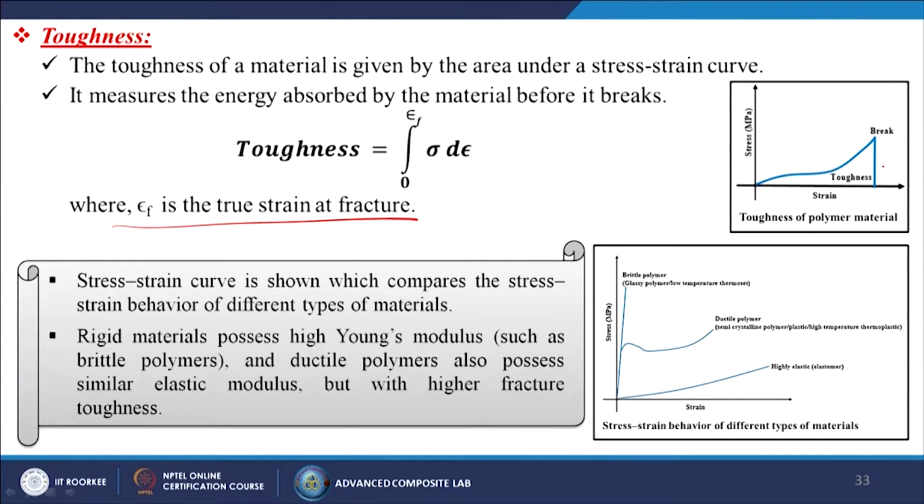So, the stress strain curve is shown, which compares the stress strain behavior of different types of materials. From this you can see we have given examples of the brittle polymer, the ductile polymer, and the highly elastic polymer. So, you can see what is the toughness of this particular material. Rigid materials possess a high Young modulus, such as brittle polymers, and ductile polymers also possess a similar elastic modulus, but with higher fracture toughness.